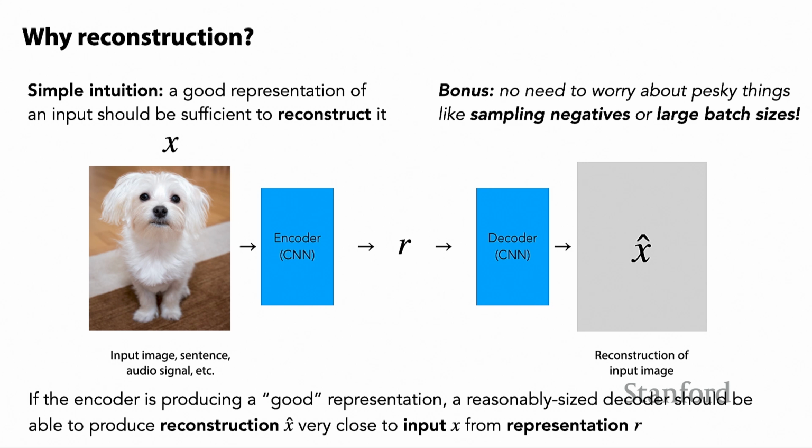The bonus of this type of setup is that we don't have to worry about things like sampling negatives or using large batch sizes, because this objective is purely defined on just a single training example. And so we don't have this more complicated relationship between multiple examples in a batch to worry about.